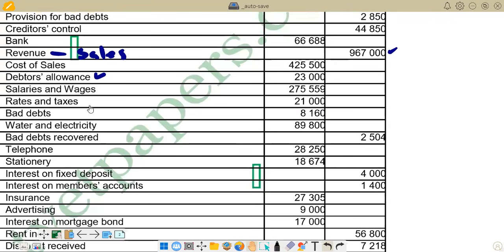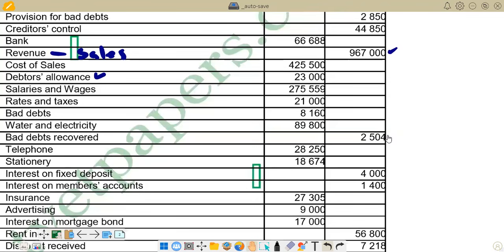Right, we've got bad debts recovered. This one is income. What does bad debts recovered mean? It means these are debts that we had written off. These were credit losses. We're saying we are no longer going to receive this money. Then we wrote those figures off, and we charge it as an expense in the statement of comprehensive income or income statement, as bad debts or credit losses. But then these people came back and paid the amount owing. And when they do that, it becomes a bad debt recovered, and we regard it as income. So it was 2,504.